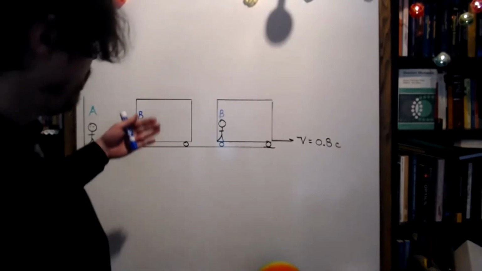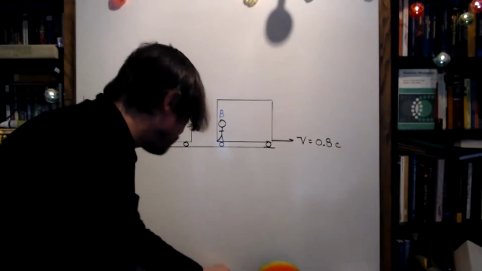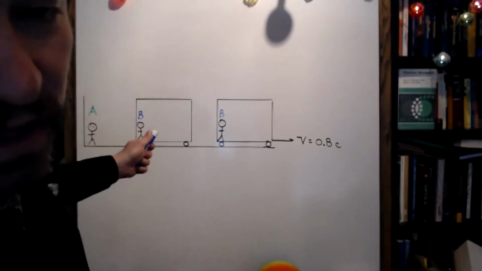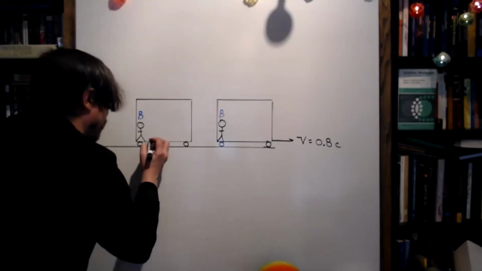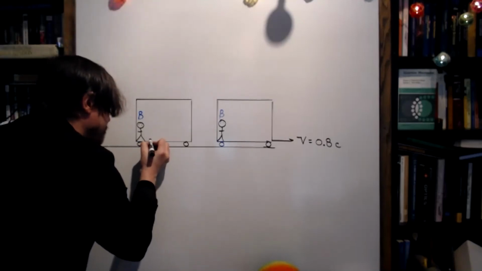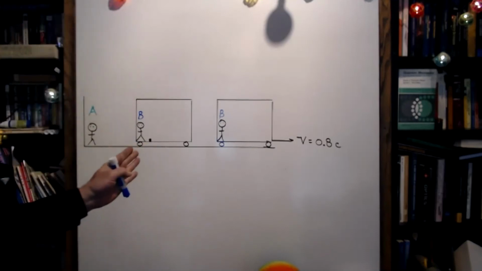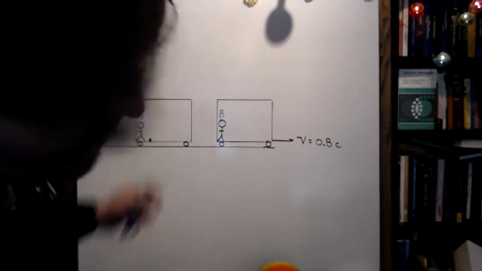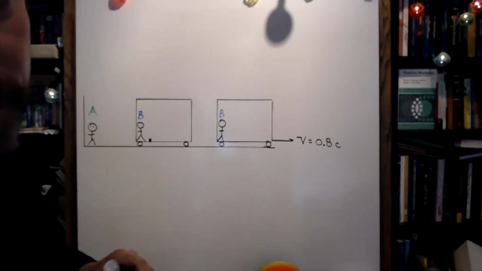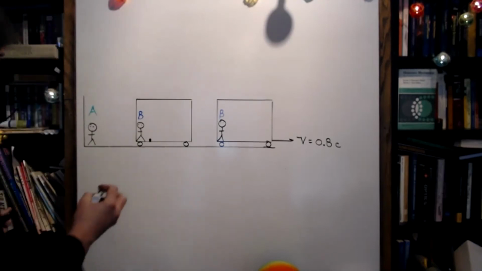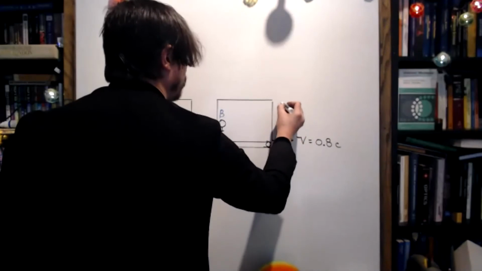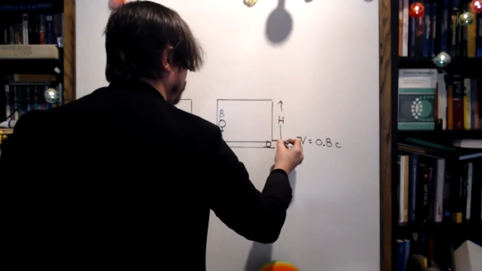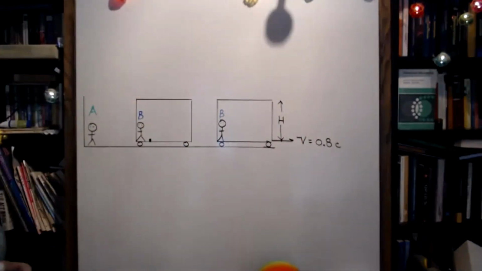Okay. Now, at the start of the experiment, we are going to place a laser, a red laser, at the bottom of the boxcar right in front of B. And this red laser is simply going to fire a single red laser pulse from the bottom of the car to the top of the car. And we're going to call the height of the car H, okay? The height of the car is important here, capital H.